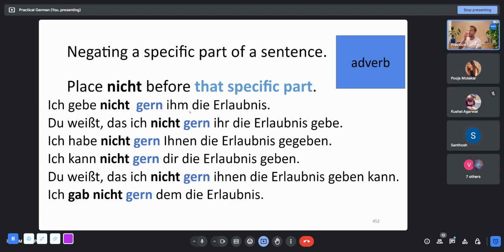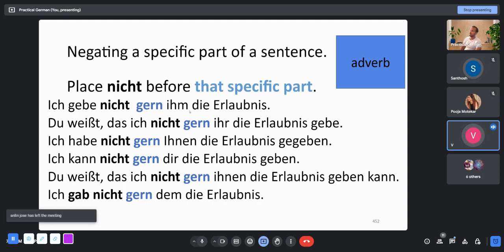So gern is something like "like to." So "ich gebe gern ihm die Erlaubnis" means I like to give him the permission. Again, the sentence does not make much sense, but okay. "Ich gebe ihm die Erlaubnis" is a plain sentence. I give the permission. So, Vandana, do you mind reading?